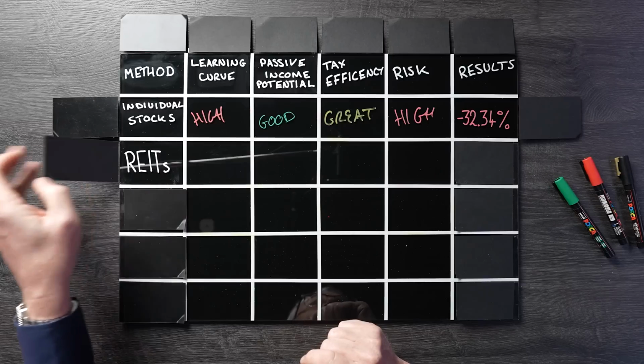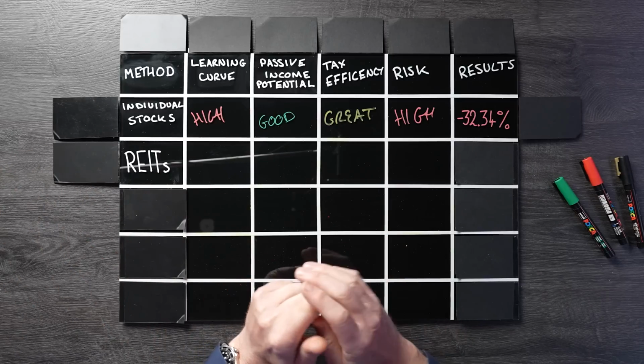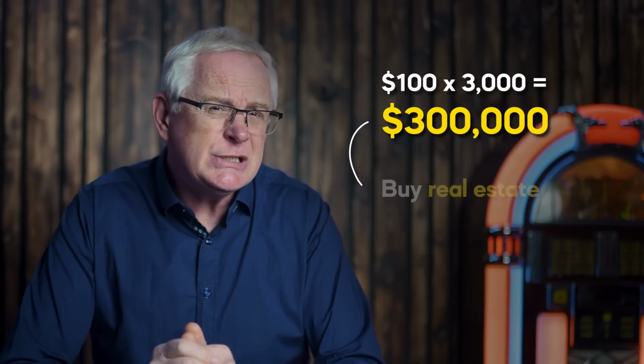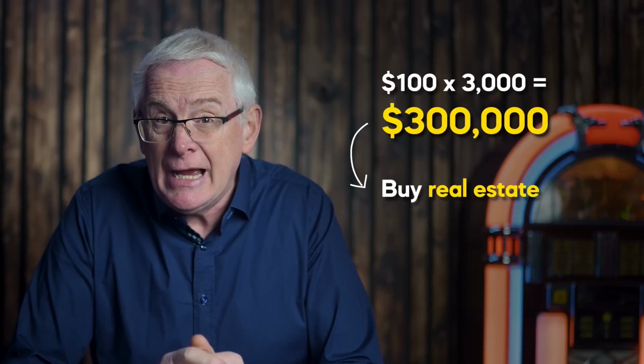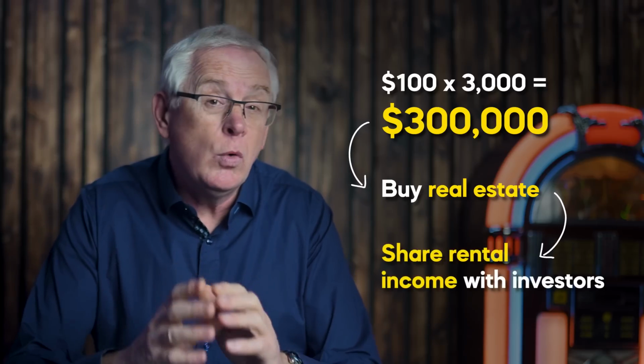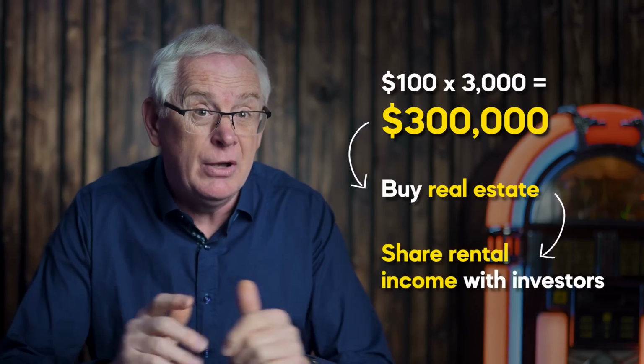Second is a real estate investment trust, otherwise known as a REIT. I know this one sounds pretty complicated, but it's actually quite cool. Imagine your friend collects $100 from 3,000 people, giving him $300,000. He then uses that money to buy a property, rents it out and shares the rental income with all 3,000 people who helped him buy it. That's a simple way to explain a REIT.